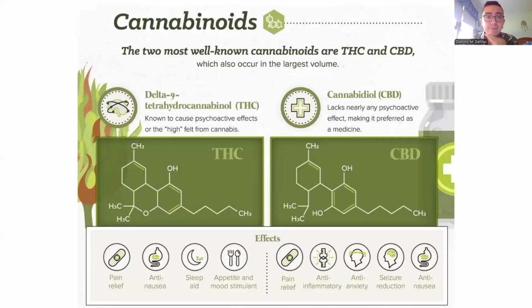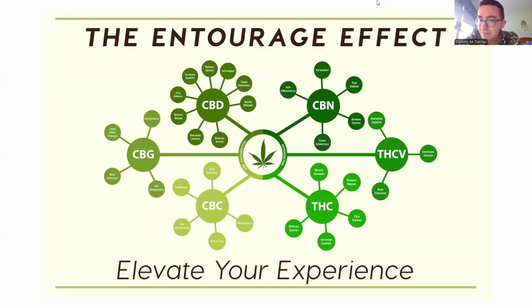So this is just an overview of our two most well-known cannabinoids, and some of the things that they are known to affect. But we don't just have THC and CBD. We also have these other ones, these minor cannabinoids, which don't occur in as many concentrations, but they also have some very interesting properties in and of themselves.